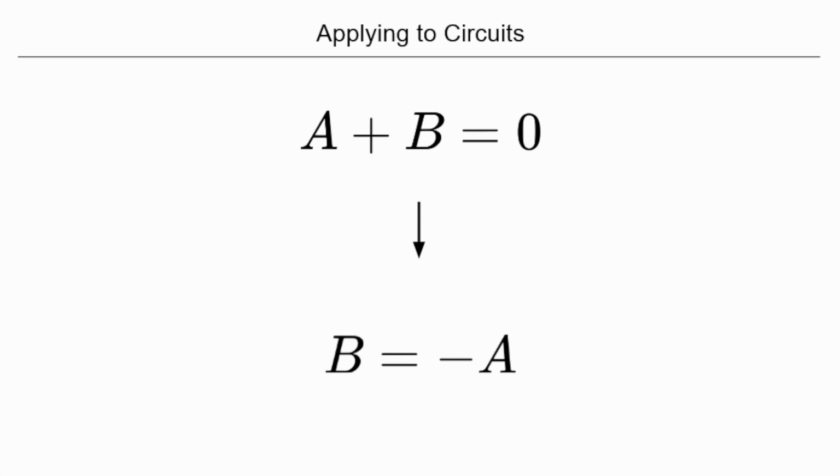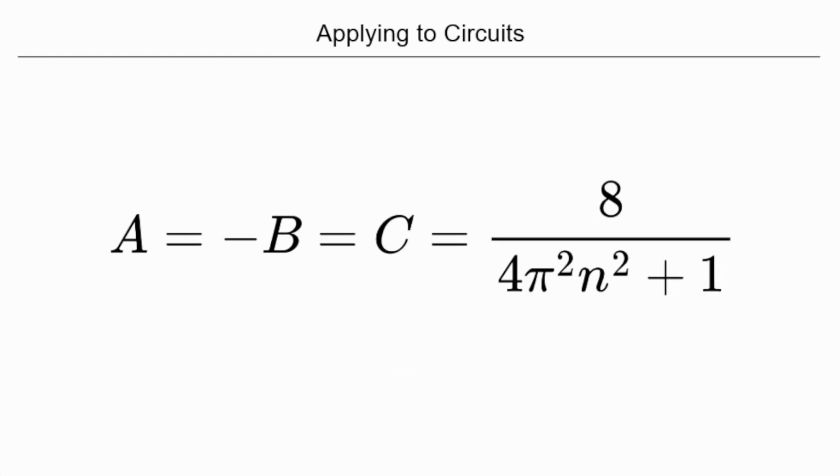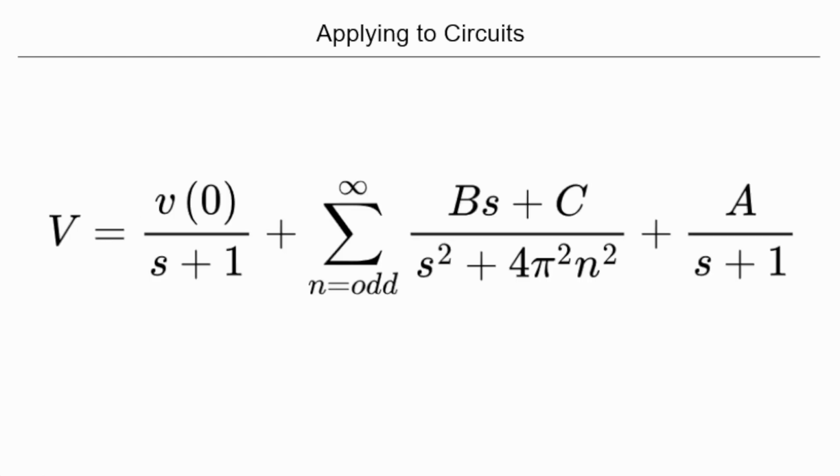Now b equals minus a. So we have a equals minus b equals c equals 8 divided by 4 pi squared n squared plus 1. So now just plug that in. V equals this, where you know these coefficients a, b, and c. Now take the inverse Laplace transform.